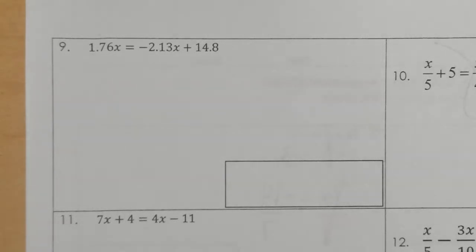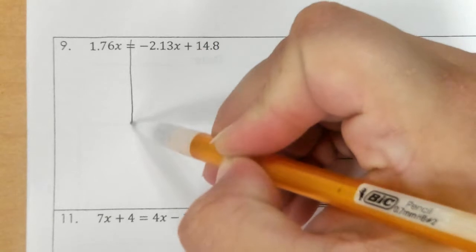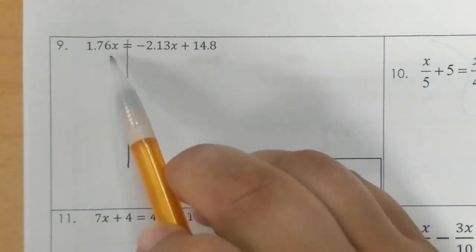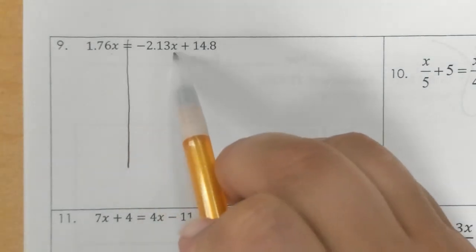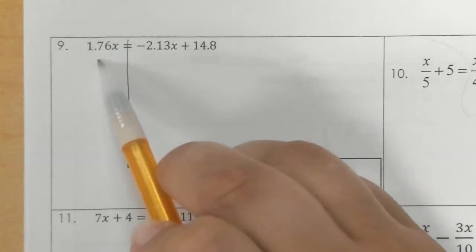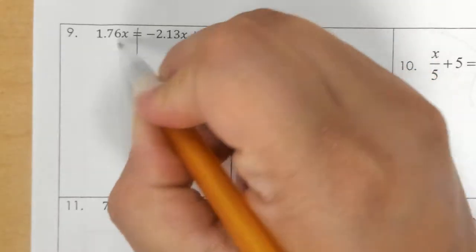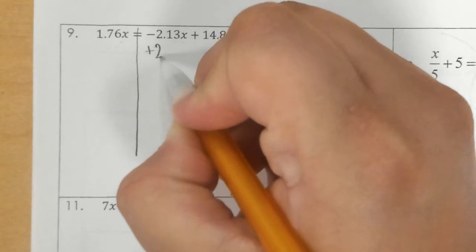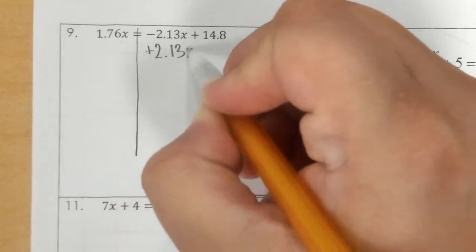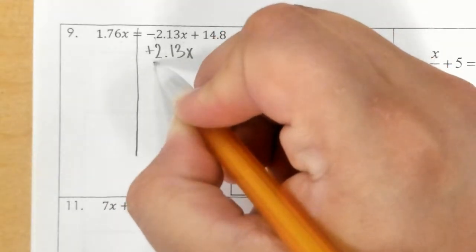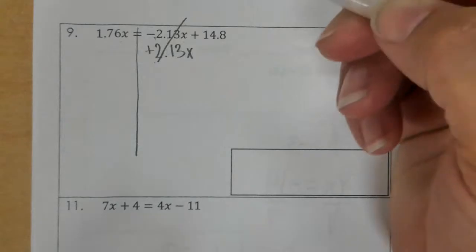For number 9, we're going to draw our line. And we see that we have an x on this side and an x on this side. So we're going to go ahead and get these two together. And since I have to go to the other side of the equal sign, I want to do the opposite of subtraction here. I want to add. So this makes a 0, it cancels out.